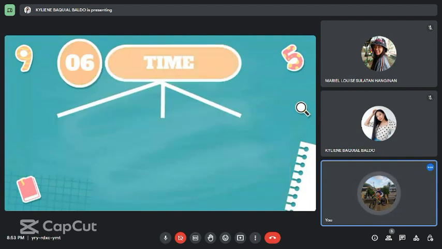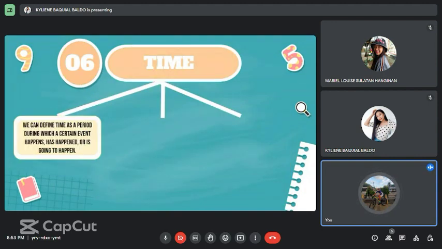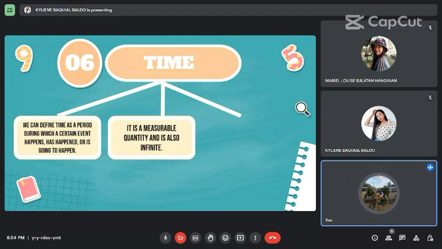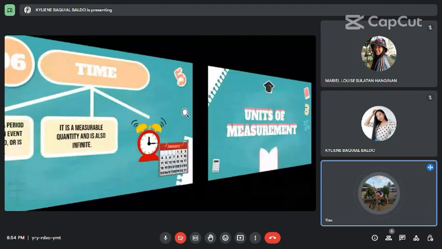So the sixth one is time. We can define time as a period during which a certain event happens, has happened, or is going to happen. It is a measurable quantity and also infinite. For example, here we have a clock and a calendar.